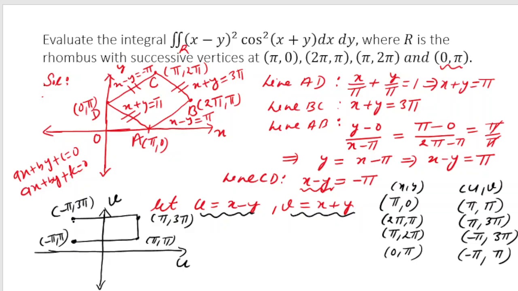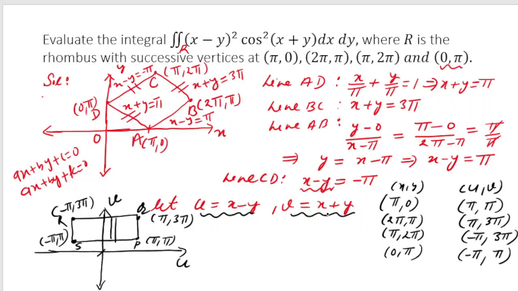Now I think you are smart enough to understand what has happened. Originally the region was ABCD. Now I have changed it to the UV coordinate system, let me call it PQRS, right? And in PQRS, it is clear that we just take a vertical strip like this and we move it from S to P. If we take the vertical strip, it will give the limit of V. And how will V change? V will change from pi to 3 pi.